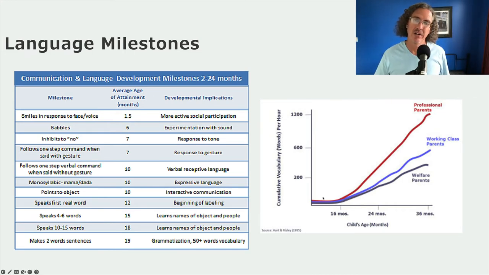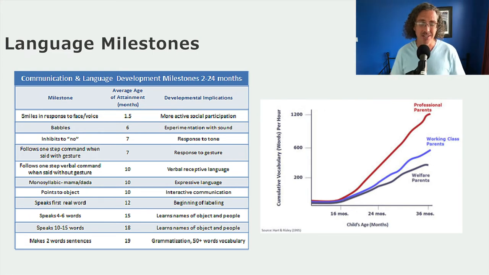Now, where does it take off from there? If we look at the vocabulary, we see it does take off from about a year and a half, then it just sort of takes off. But here, just to give you a sense of some of the psychology coming into play, I've shown you a graph of how quickly a child's vocabulary takes off as a function of whether its parents are professionals, working class, or welfare parents. And what do you see? The environment matters. Why would this be the case?